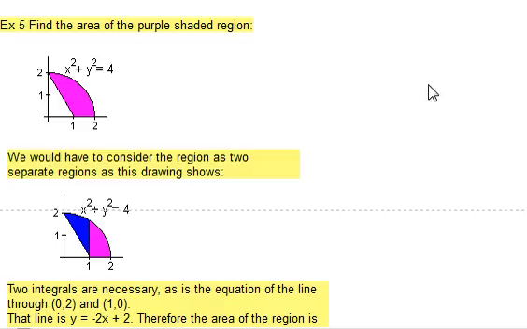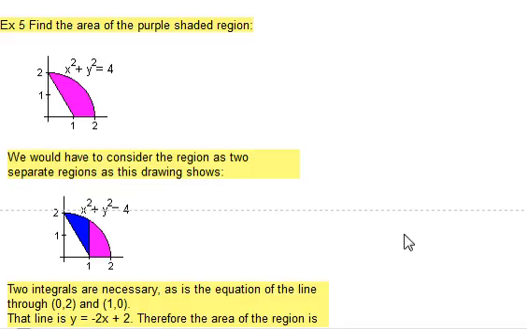Here's another more challenging example, and we want to find the area of the purple shaded region using an iterated integral. We have to consider this as two separate regions, as this drawing would show. This one has an upper limit of the semicircle and a lower limit of y equals 0. This one has an upper limit of the semicircle and a lower limit, the equation of this line, y equals something or other.